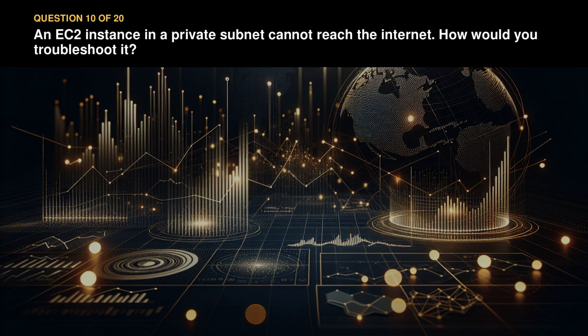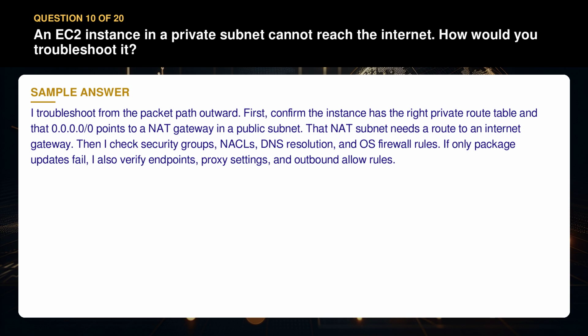Question 10. An EC2 instance in a private subnet cannot reach the internet. How would you troubleshoot it? I troubleshoot from the packet path outward. First, confirm the instance has the right private route table and that 0.0.0.0/0 points to a NAT gateway in a public subnet. That NAT subnet needs a route to an internet gateway.